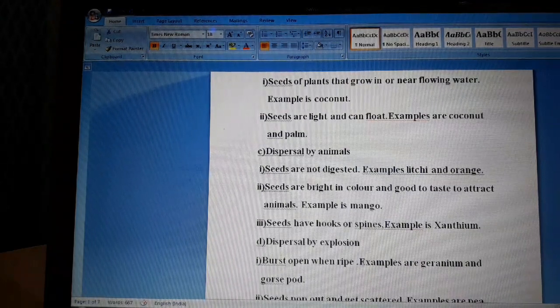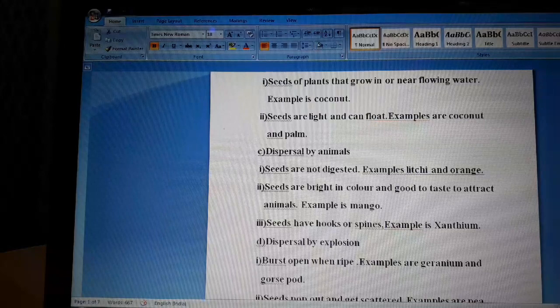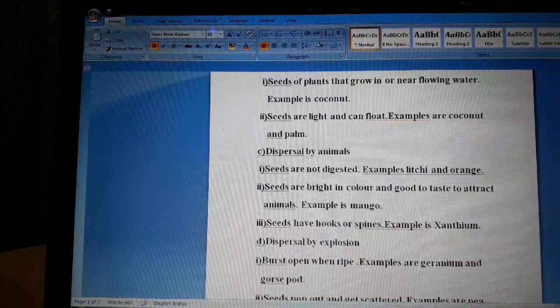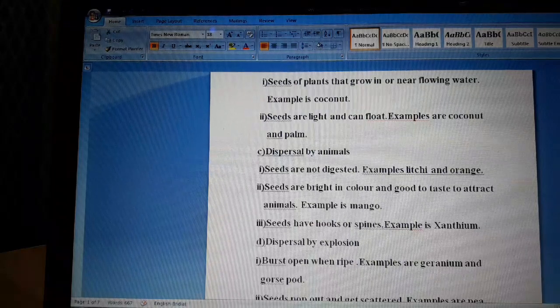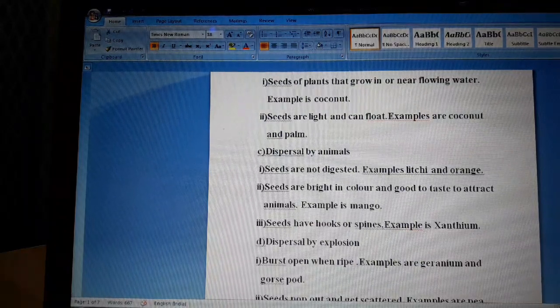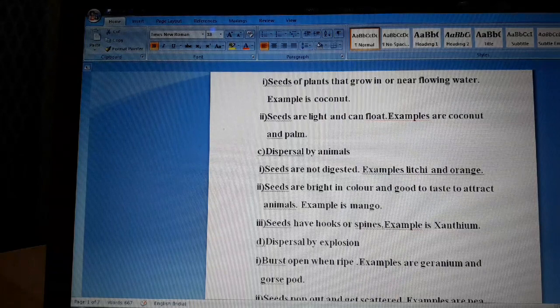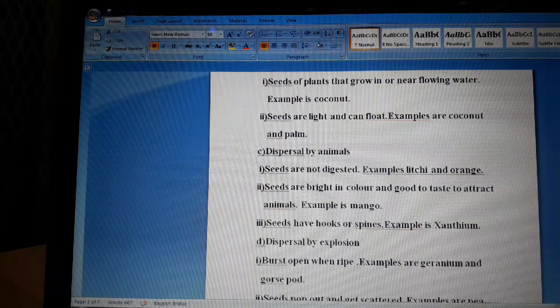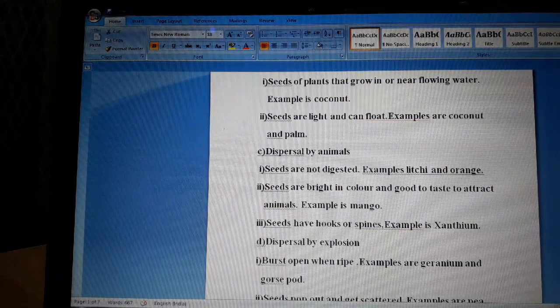Is it clear to you, everyone? Have you understood? Now the next is that the fruits should be bright in color and good to taste. Then only the animal will come and eat. If it is bitter, then it will not come and eat, because it knows that it doesn't taste good. But if it tastes good and is attracting, it will come and eat that fruit. And this way the dispersal of seeds can be done by animals.